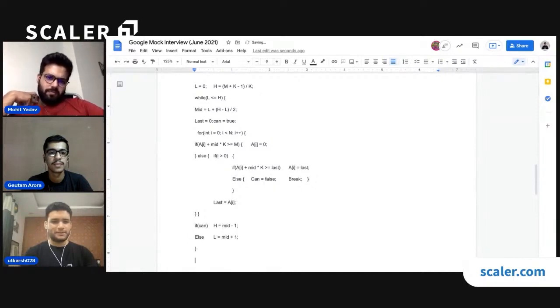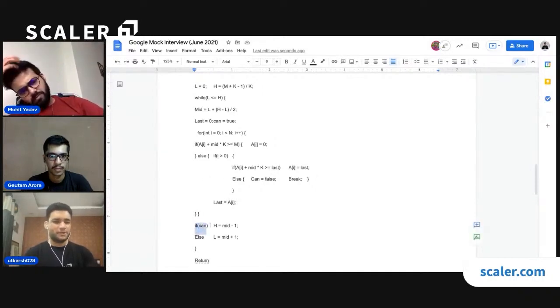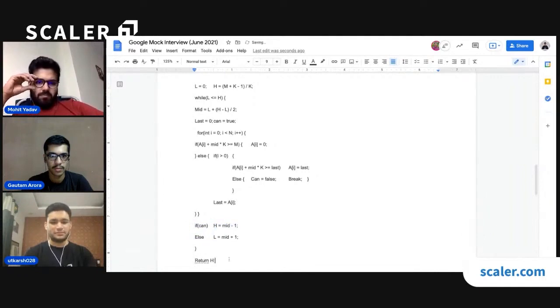Once the while loop gets completed, we'll have to return the answer. So now the answer will be stored in the element. Say when we were able to make it, we make h equal to mid minus 1. So h plus 1 is the last element which will store our answer. This is what we can return as our answer.